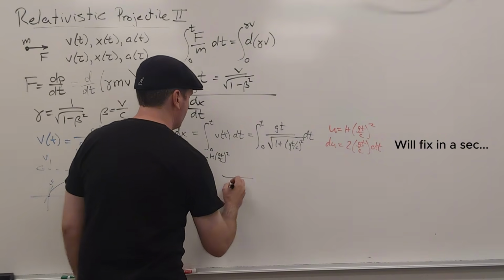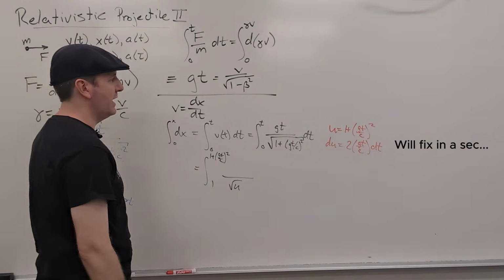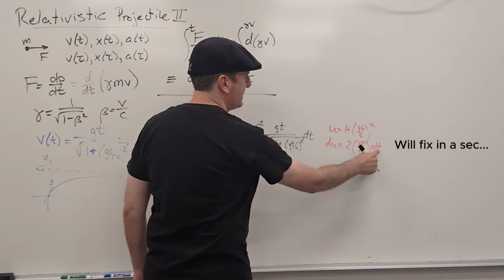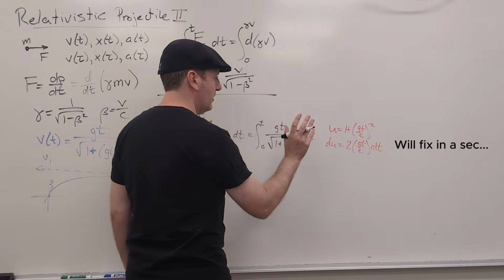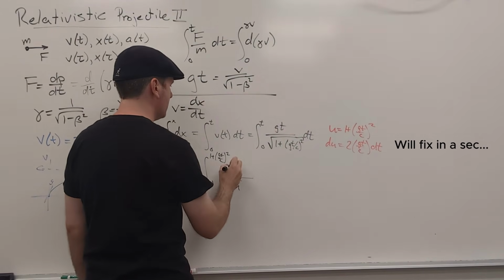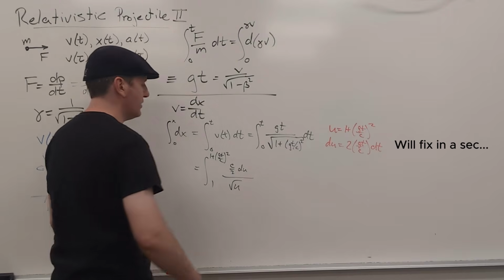So let's see what we got here. Well, the bottom is root u. That's kind of by design. The gt dt, which is up here, is good to go. I just have to move the c over 2 to the other side, and I'll have a du.